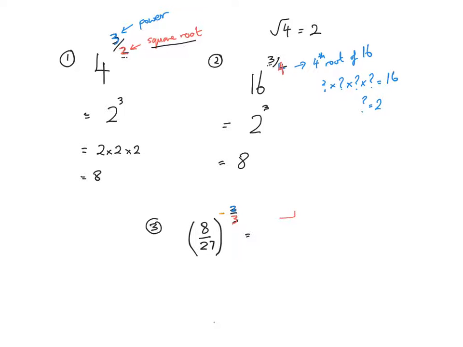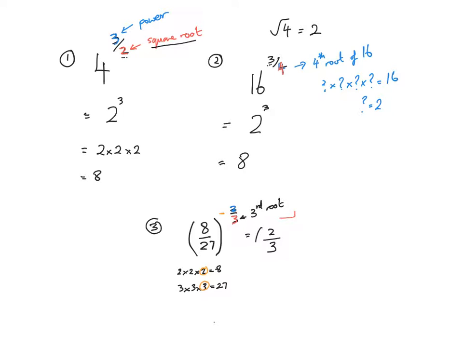Okay, so we do the third root first of 27. So what number times itself 3 times equals 27? Well, the answer is 3. And then what number times itself 3 times equals 8? Well, the answer is 2. Because 3 times 3 times 3 equals 27. So therefore the third root of 27 is 3. And we know that 2 times 2 times 2 equals 8. So the third root of 8 is 2.